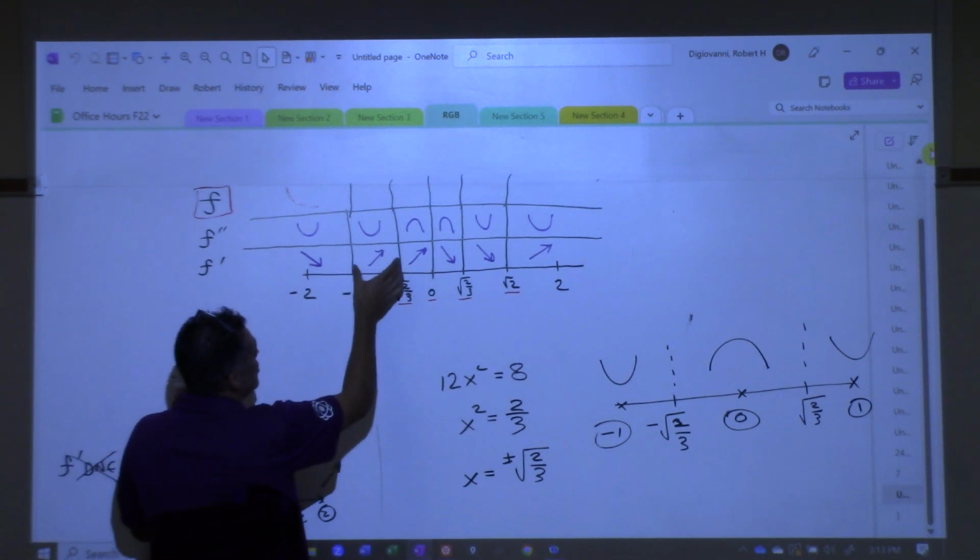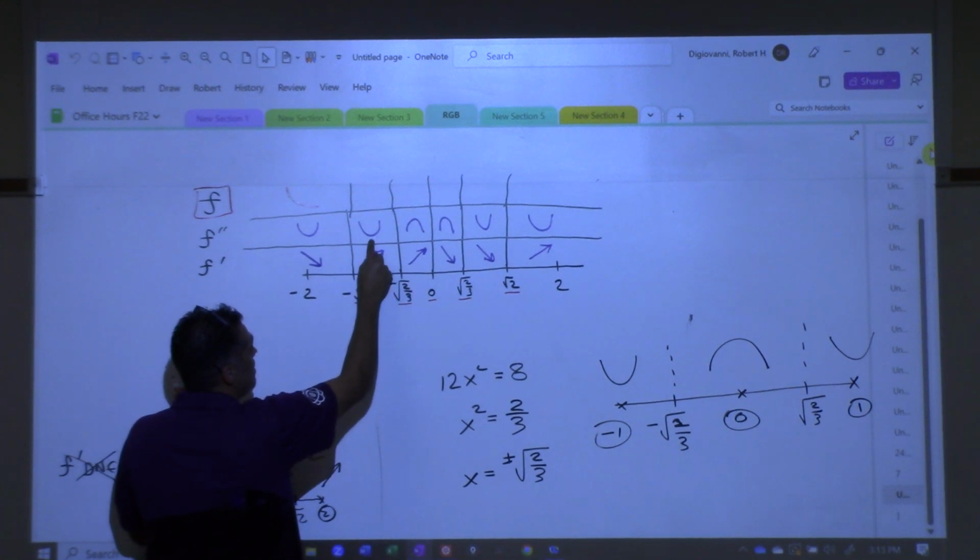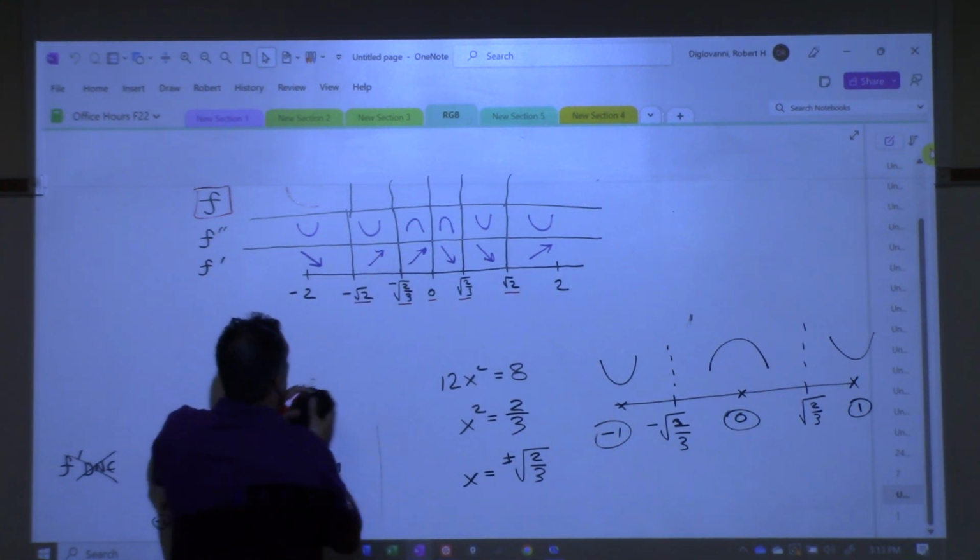And then on this section, between here and here, I have to look like a smile, but I have to be going up. So which side of the smile does it have to look like? The right side. So it has to look like this.